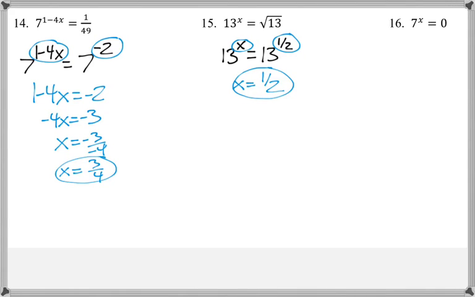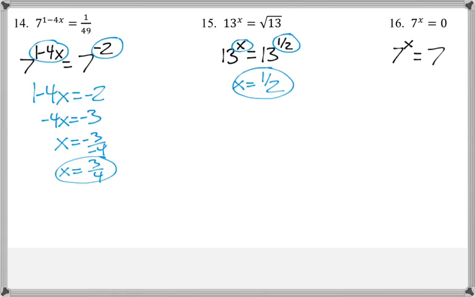On question number 16, I'm trying to get the same base on both sides. So I'm not going to change the left-hand side. And on the right-hand side, I'm trying to express 0 as 7 raised to some power. So 7 raised to the 1 would just be 7. 7 raised to the 1/2 would be the square root of 7. 7 raised to the -1 would be 1 over 7.